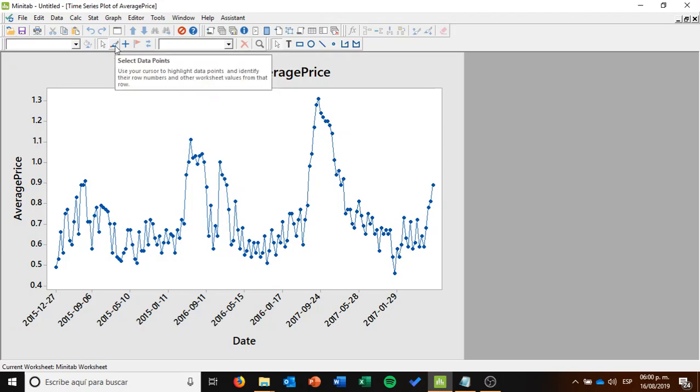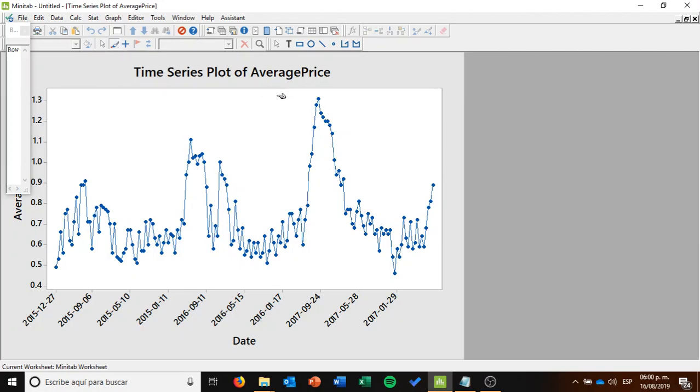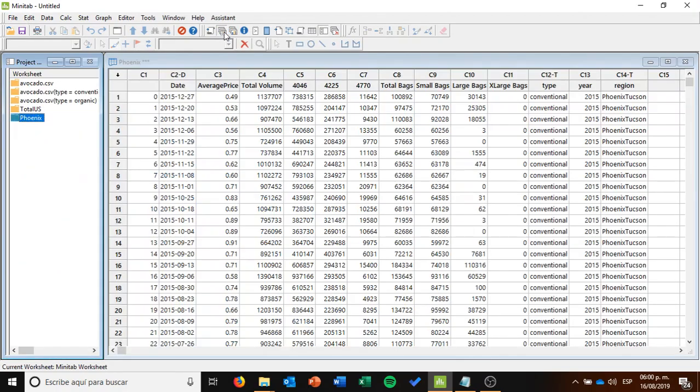Let me use this tool. This tool is also called the brush, it selects data points, so I select it, and what this is telling me is that these points that you can see are the highest points, over $1.1 per avocado. They are the strange points that happened, all of them, in 2017. Moreover, if we want to see what is happening with these particular rows, remember that I have just selected them, let me go back to my worksheet.